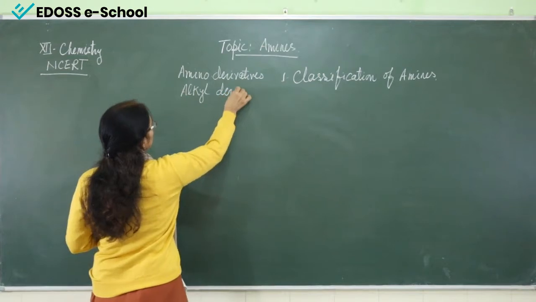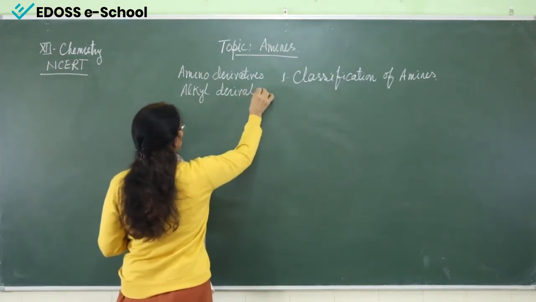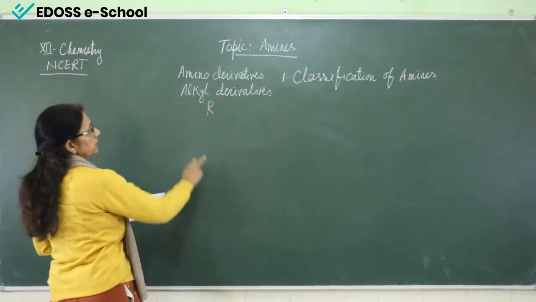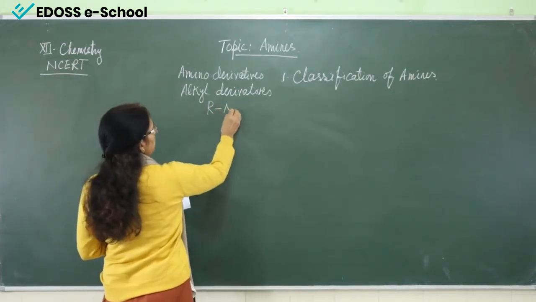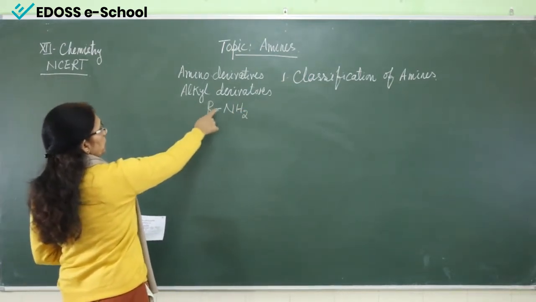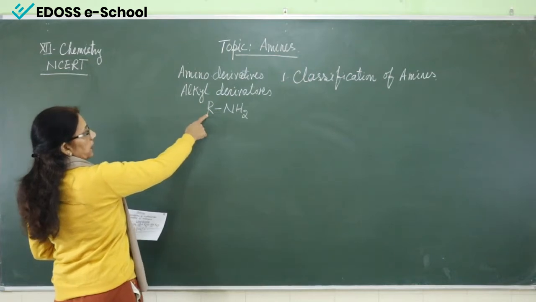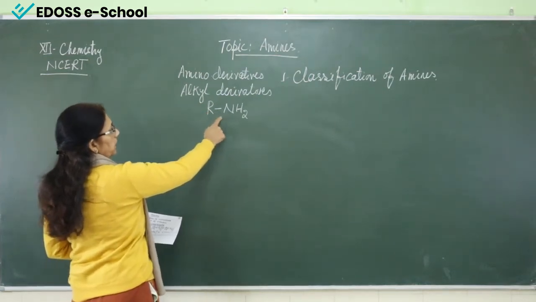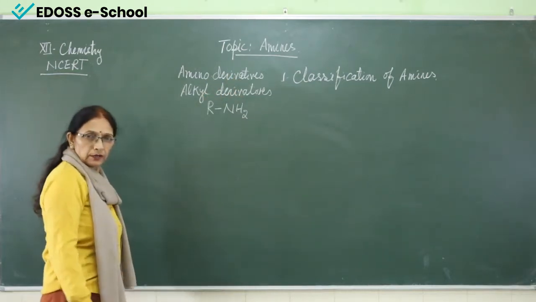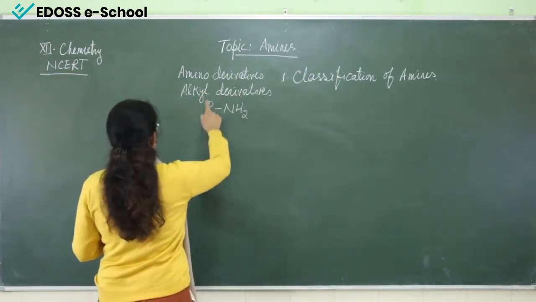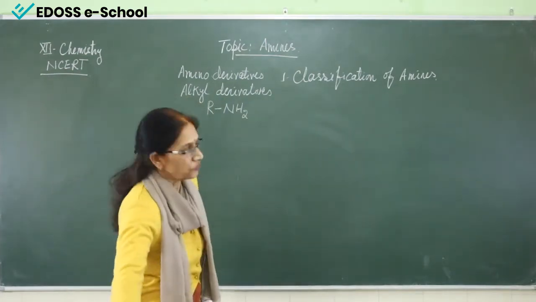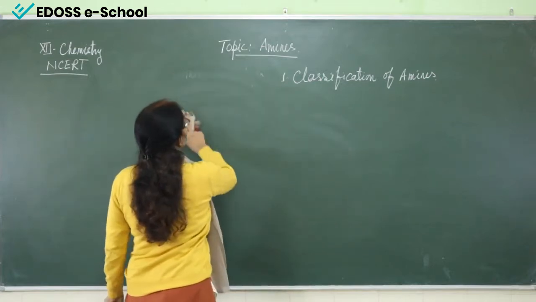Alkyl derivatives. Like here, this is the R alkyl group and an NH2 group is added to it. So either ammonia is added to an alkyl group or an alkyl group is added to ammonia. So they can be amino derivatives or they can be alkyl derivatives. Now coming to the classification.